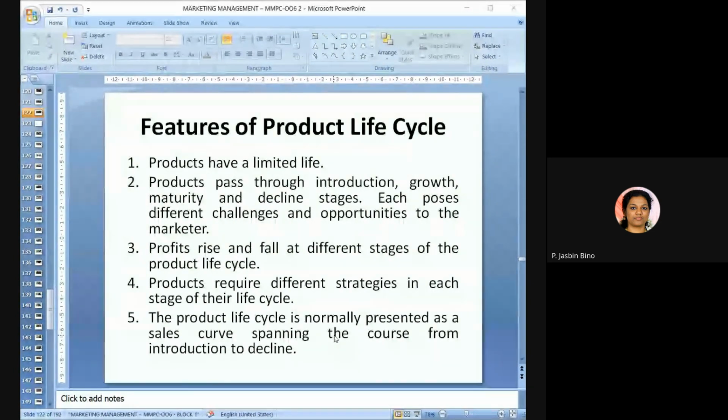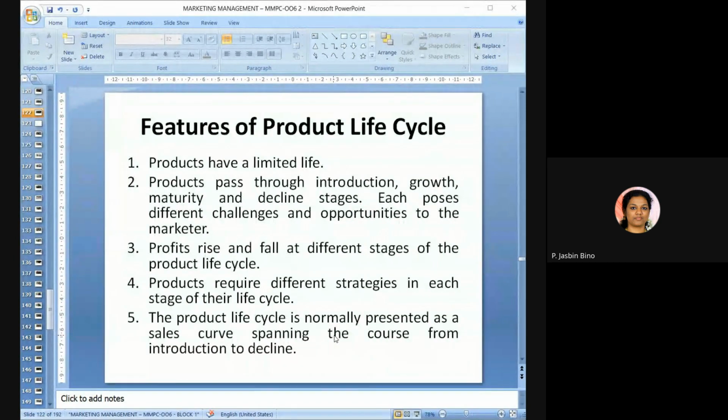In each stage, they will be facing different challenges, and they'll be having different opportunities for the marketers or the company side. When they pass through all four stages, they'll have different opportunities which they have to utilize, and they'll be facing different challenges also. So profits normally rise and fall at different stages of the product life cycle. So they have to have different strategies in each stage of their life cycle.